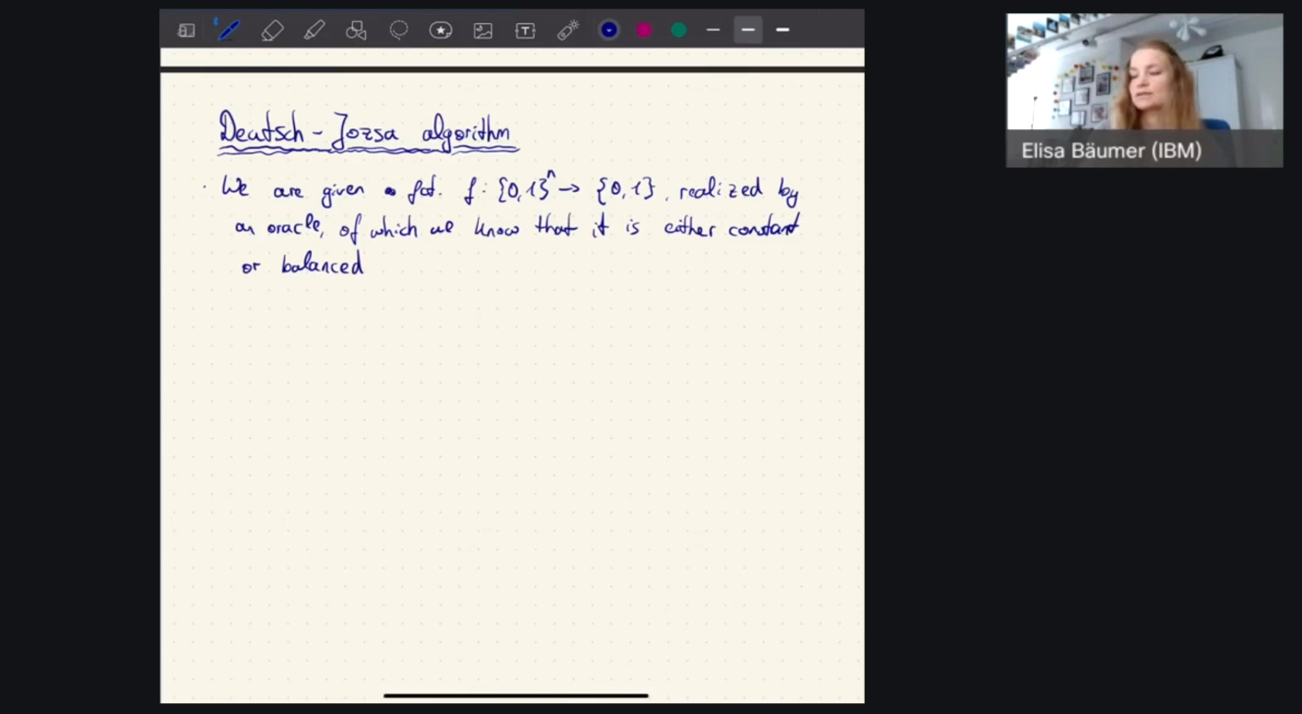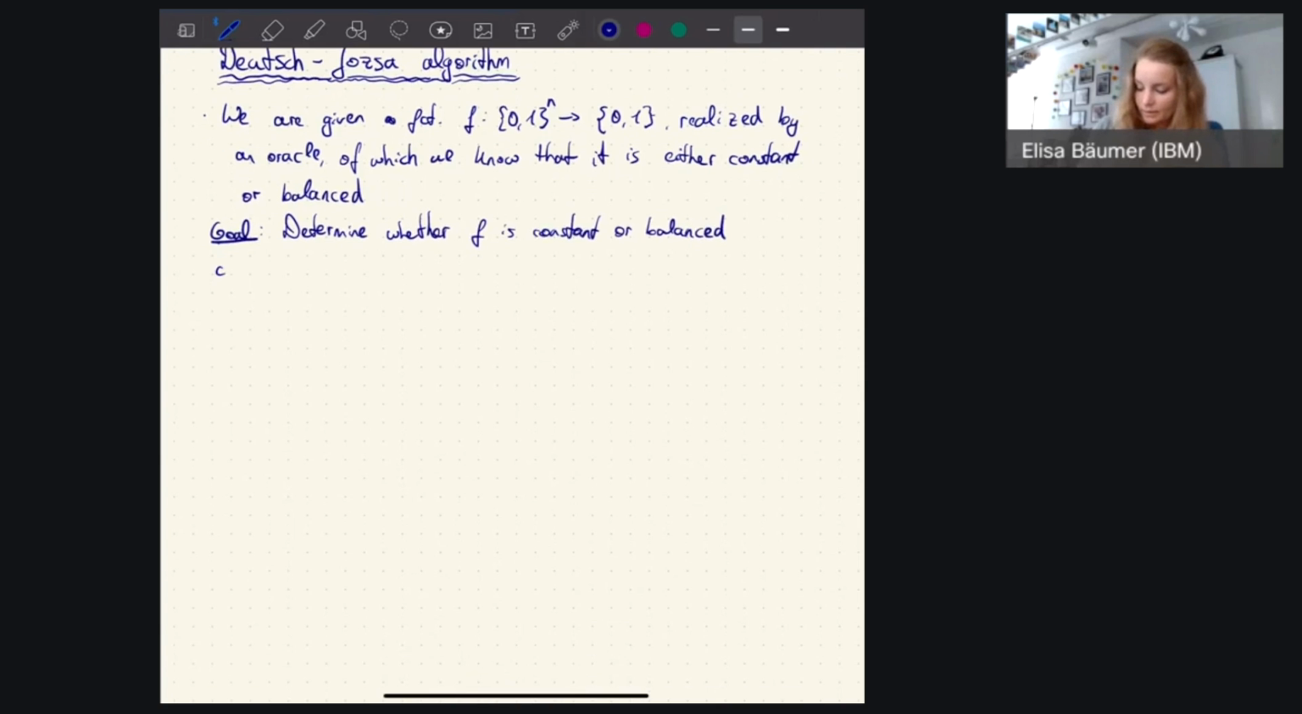And you see, this is just some function, like a black box, that can be implemented very easily, and that does not solve our problem. The goal of the algorithm is that we want to determine whether the function f is actually constant or balanced.